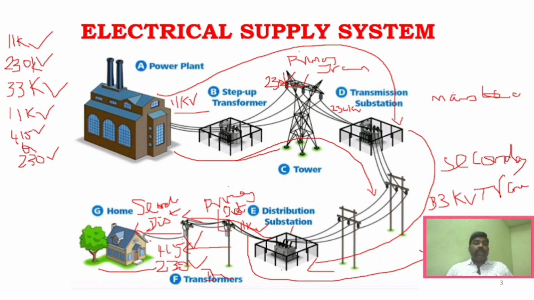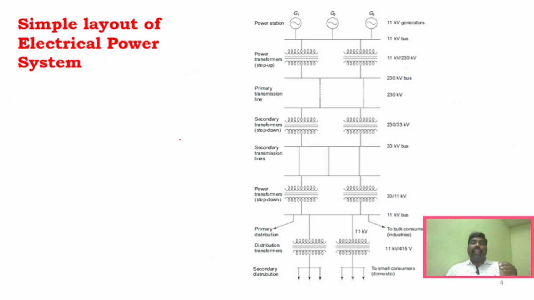Whereas from this distributor to the home, it is called service lines, where we get service from the local transformer which is near to our home. That is the service line. So this is the complete picture of the electrical supply system. This is the simple layout of the electrical power system which I just explained.